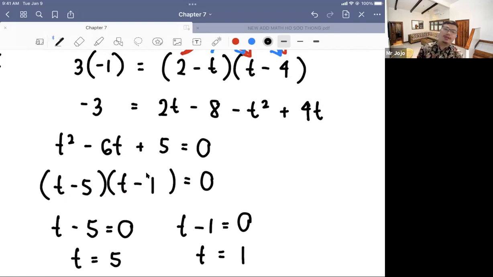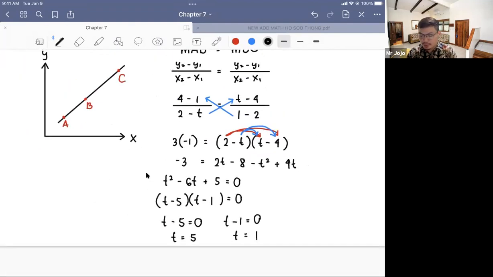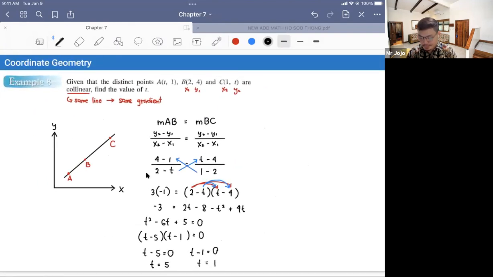Now, we have two values of t. Which one is the correct value of t? Is it 5 or 1?